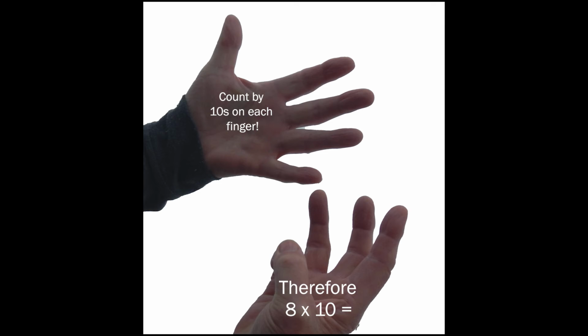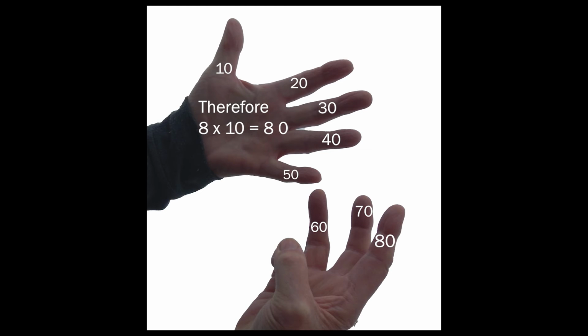Therefore, 8 times 10 equals, what did you get? Check your work. 10, 20, 30, 40, 50, 60, 70, 80. Therefore, 8 times 10 equals 80.